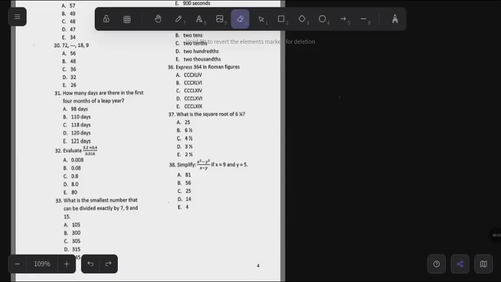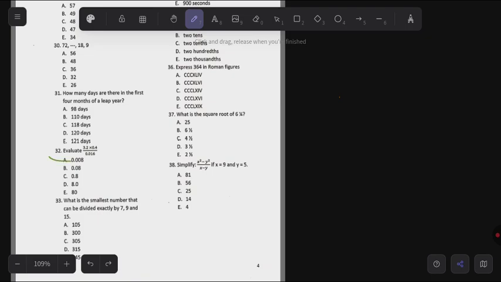Okay, let's work on question 32. Question 32. The question said evaluate 3.2 times 0.4 divided by 0.016. Now, when you have this type of question, I expect you to start from the numerators.